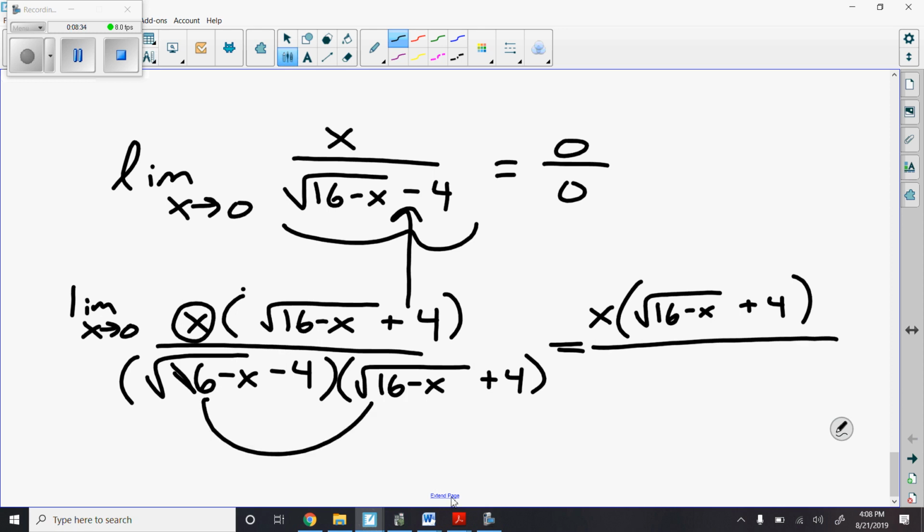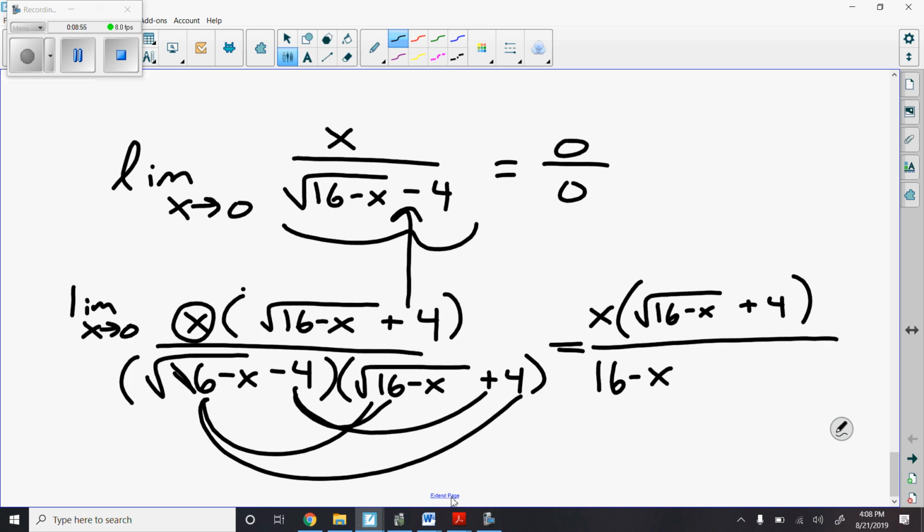And on the bottom here, I'm going to just FOIL this. Root 16 minus x times root 16 minus x is simply 16 minus x. Okay. The next two terms, 4 root 16 minus x and negative 4 root 16 minus x, are going to cancel each other. So I'm not even going to write them. And then I have to do the last term. Negative 4 times positive 4 is negative 16. So simplifying the bottom, I see a minus 16 and a positive 16 that can cancel. Don't forget about that little guy right there.